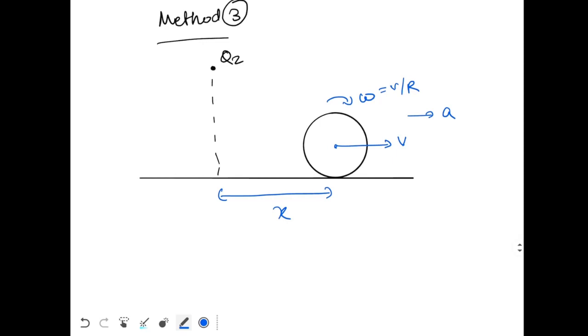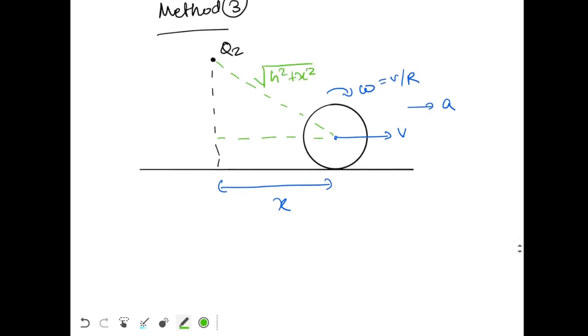And this is the diagonal, correct? So this diagonal will be root of h square plus x square. Fine. Now potential energy at this moment will be how much? K q1 q2 by root of h square plus x square, and there will be a minus sign.